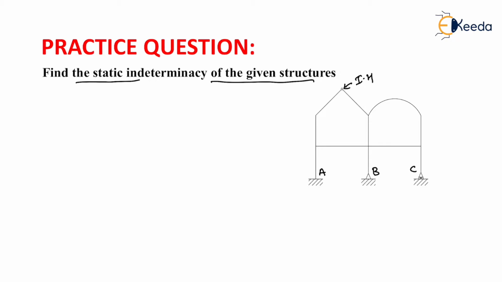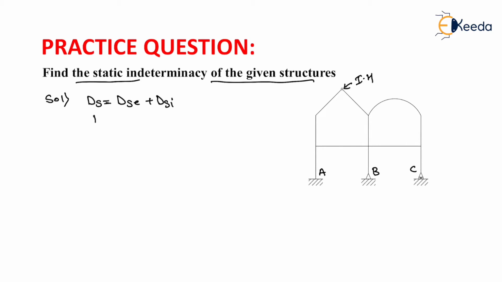Now at support A there will be a fixed support, at B a hinge support, and at C a roller support. If you want to calculate the total static indeterminacy of this frame, then it will be the sum of external static indeterminacy plus internal static indeterminacy.